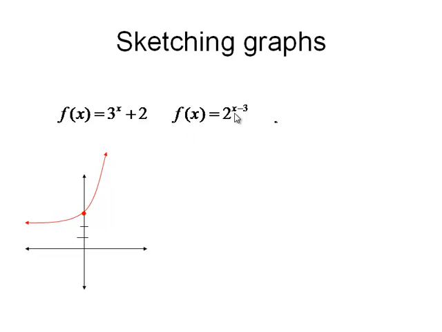Next, 2 to the x minus 3. You're going to take your 2 to the x, which looks just like 3 to the x. You're going to subtract 3, which means you're going to move it to the right 3. So count 1, 2, 3. This point just moves right 3.